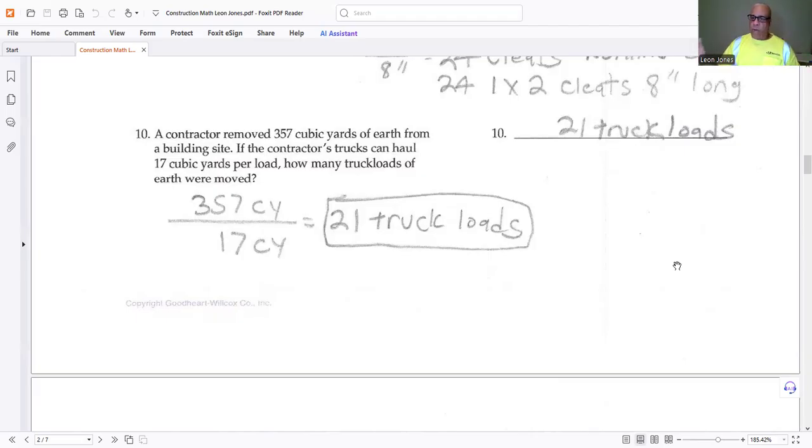Now, most of the time, trucks are in tons, but here they're using cubic yards. So basically, all I did is I took 357 divided by 17, and I got 21 truckloads. So that means you need 21 trucks to haul 357 cubic yards of earth moved from a building site. Self-explanatory.